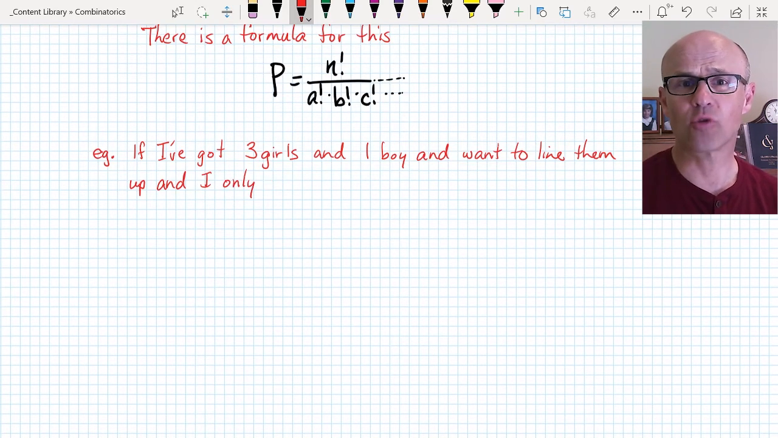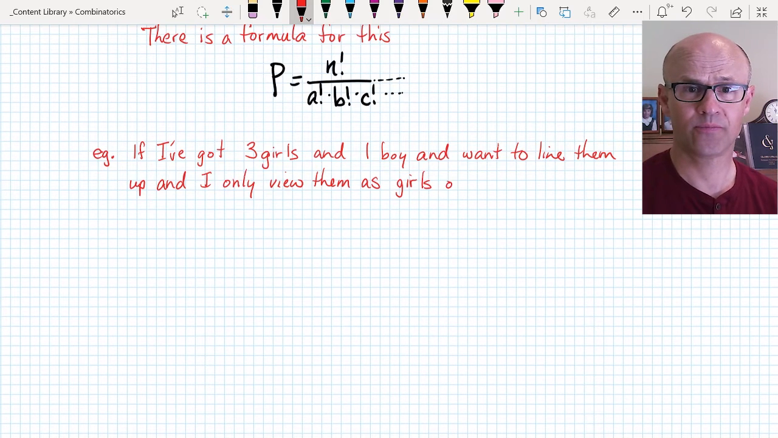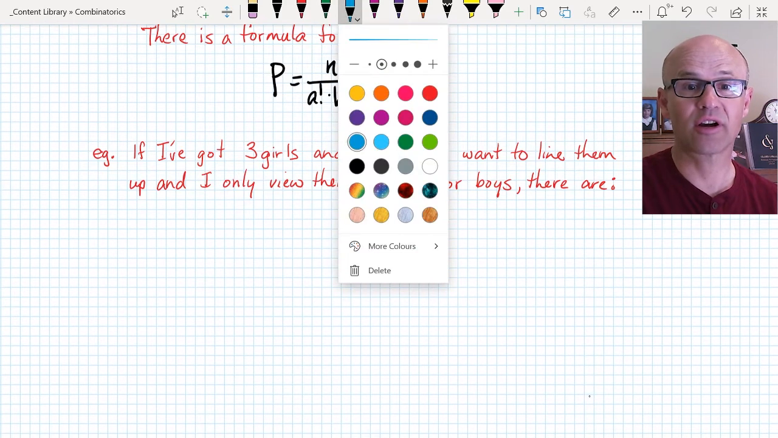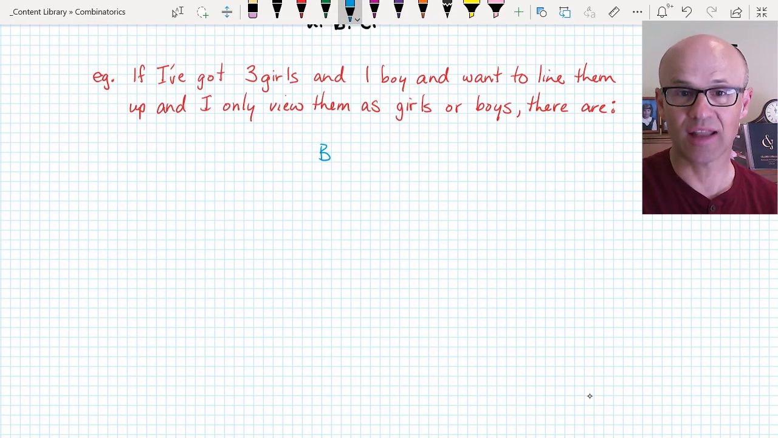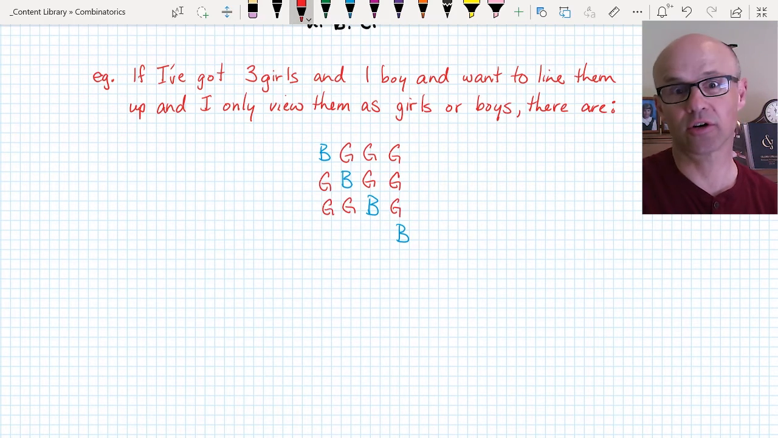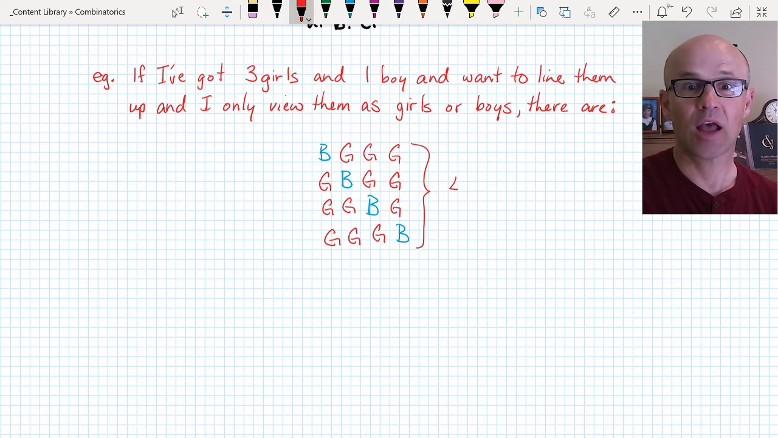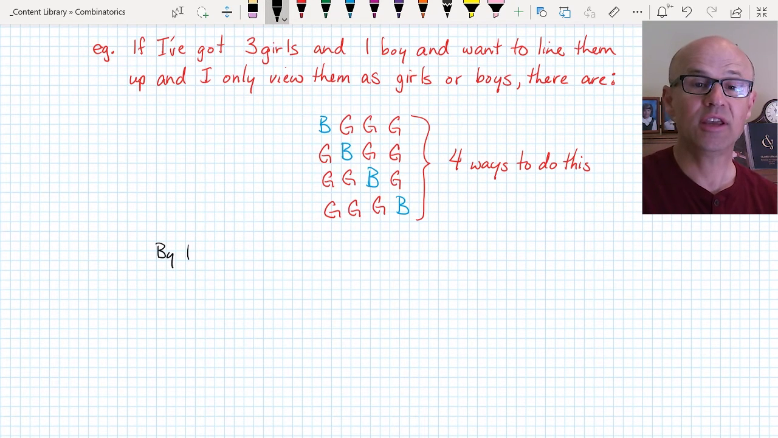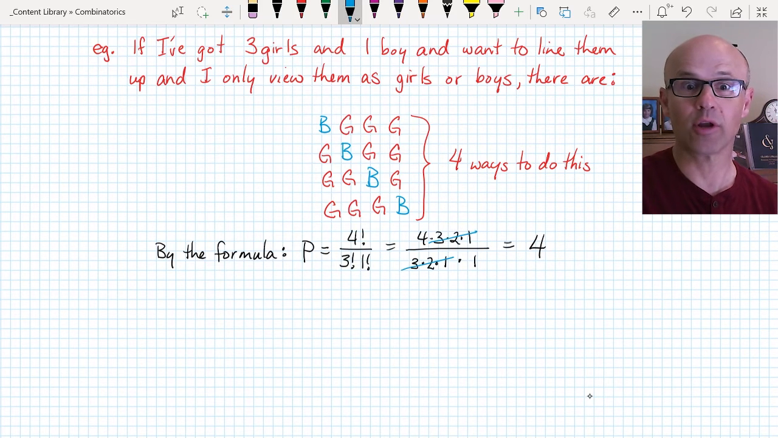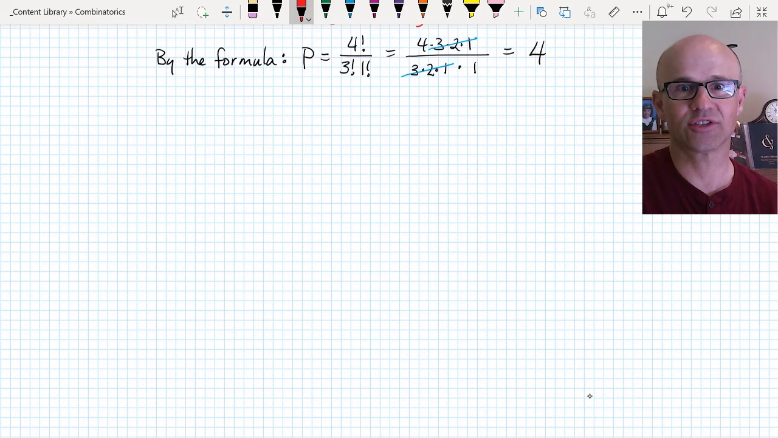So an example is I've got 4 people. 3 are girls, 1 is a boy. This is a super small example so that I can actually show you that there are, in fact, 4 ways to line them up. Boy, girl, girl, girl; girl, boy, girl, girl; etc., etc. I can't tell any other way than doing it this way, but there's my 4 ways. If I use the formula, it would be 4 factorial for the total number divided by 3 factorial, the 3 girls, which are all just girls, and 1 factorial, the 1 boy, which is just a boy. There's 4 ways to do it.